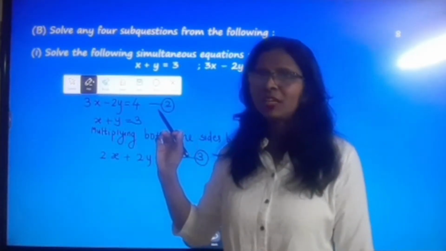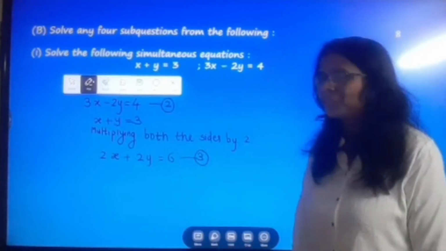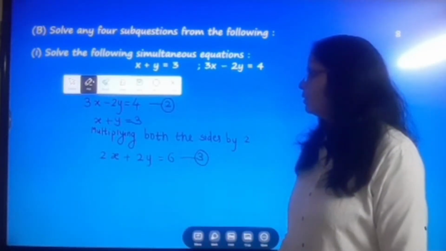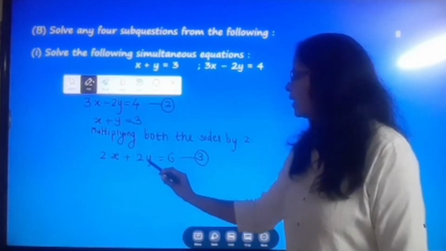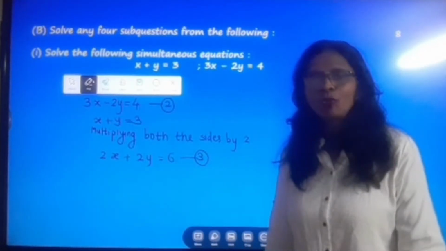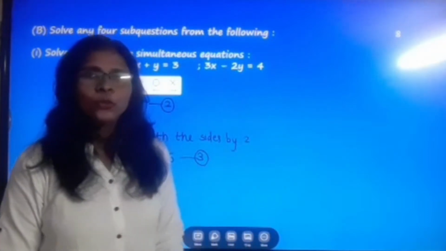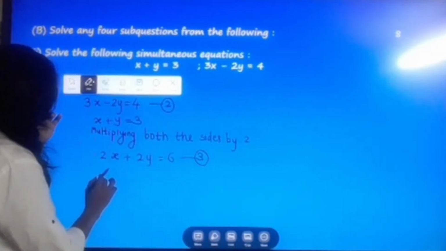Because from the first equation you get the third equation. Now here observe the second and third equations. Here is minus 2y and here is plus 2y. So the next step will be adding equations 2 and 3.